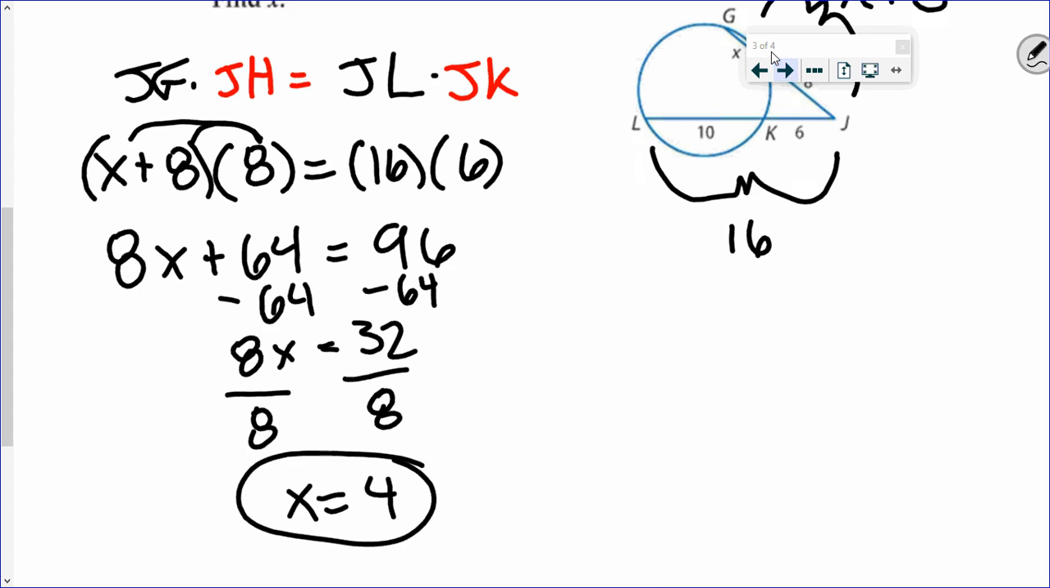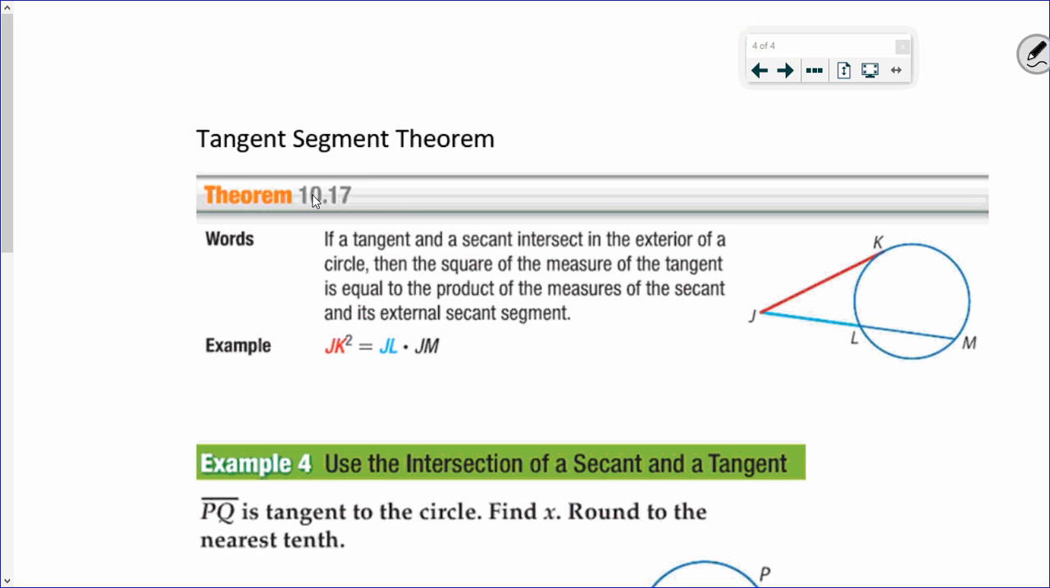Right? And we've got one last, we've got the tangent segment theorem. So Theorem 10.17, if a tangent and secant intersect outside. So now the last one was secant and a secant. Here we've got tangent and a secant. So the tangent and secant intersect in the exterior of a circle, then the square of the measures of the tangent, so here the tangent JK, we square that, is equal to the product of the measures of the secant in its external segment.